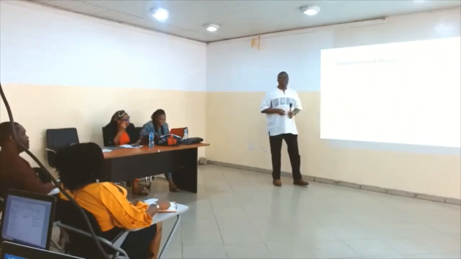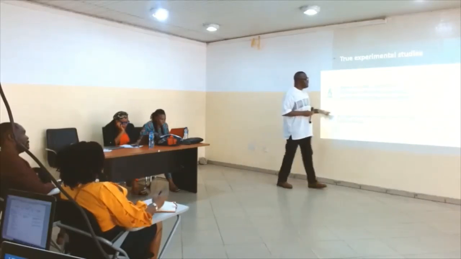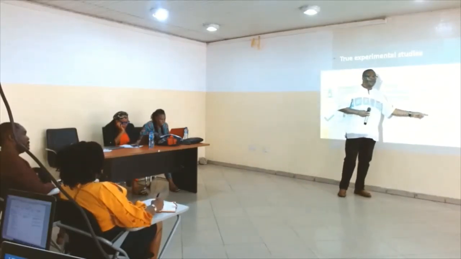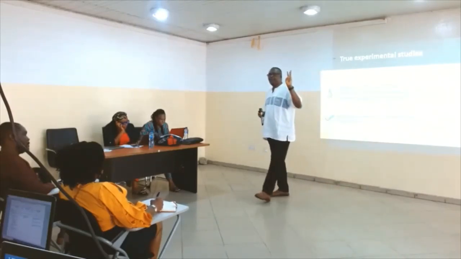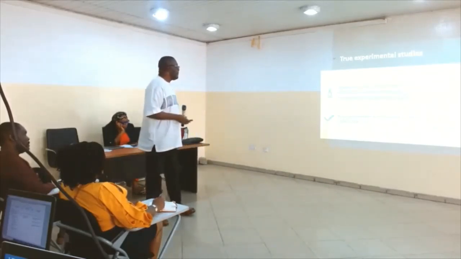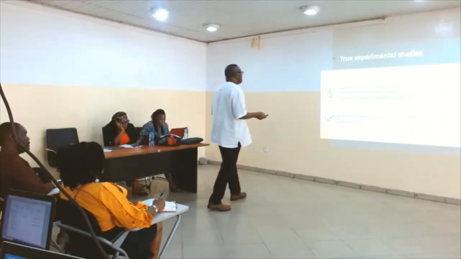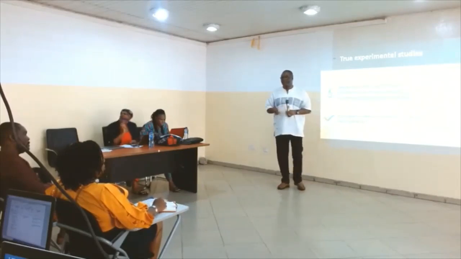Experimental can further be divided into true experimental, quasi-experimental, and what? I won't spend so much time on that; it will be your assignment. For true experimental, three things must be there: randomization, control, and manipulation. Three. For you to have a true experiment, if any is missing, it becomes what? Quasi-experimental.